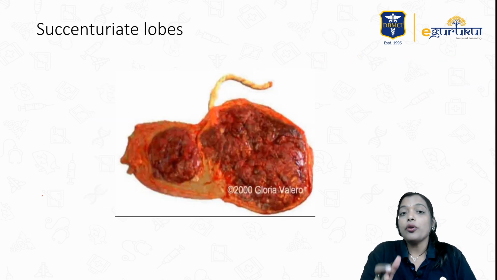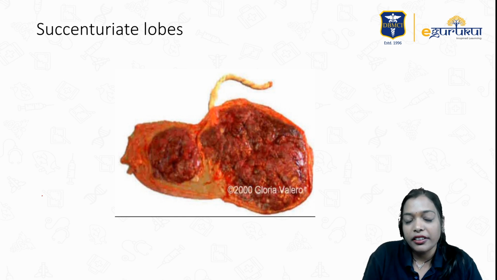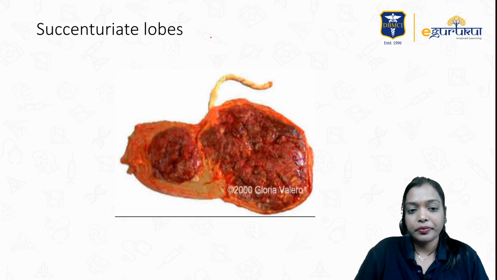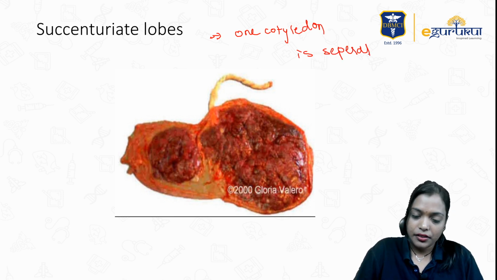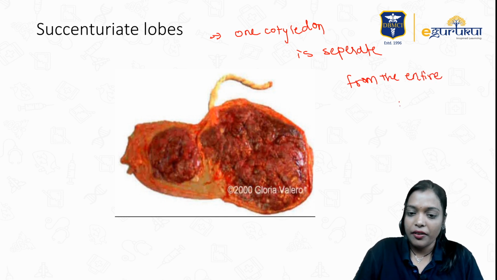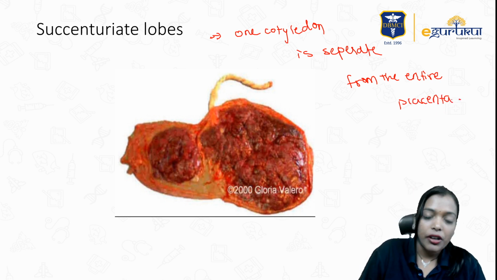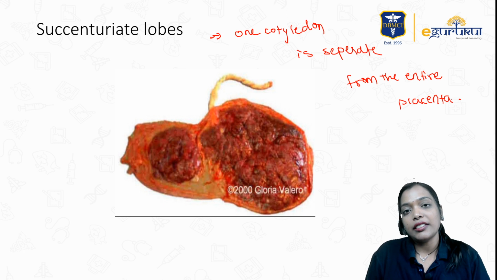Next, I told you that on the maternal surface of the placenta you have 15 to 20 cotyledons. When one cotyledon is separate from the entire placenta, but they are interconnected with each other, then you call it a succenturiate lobe.